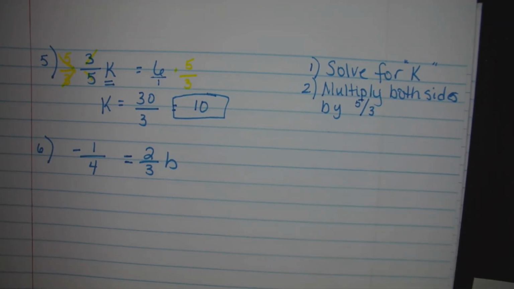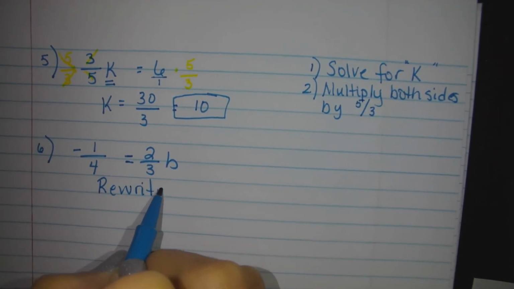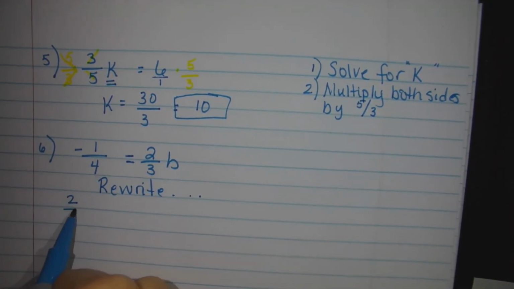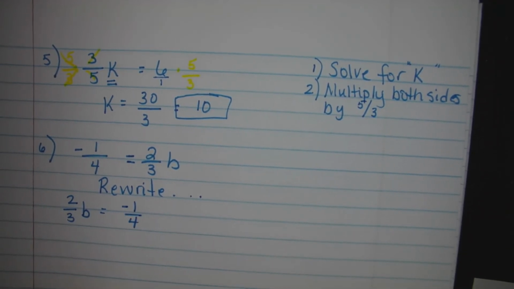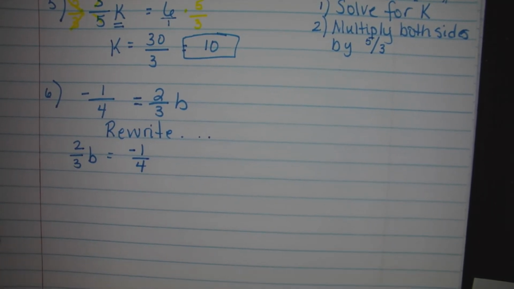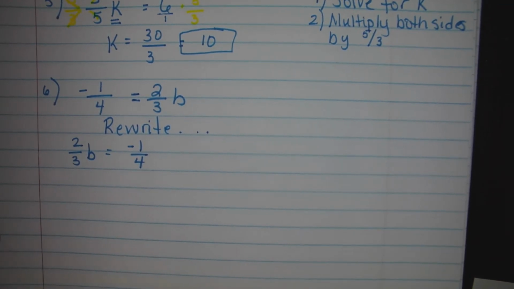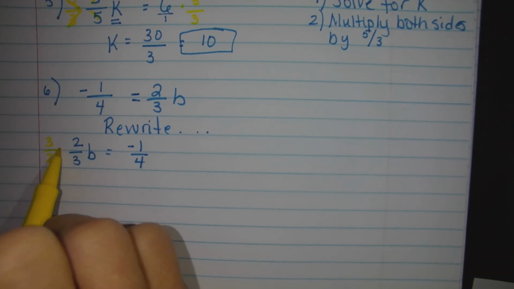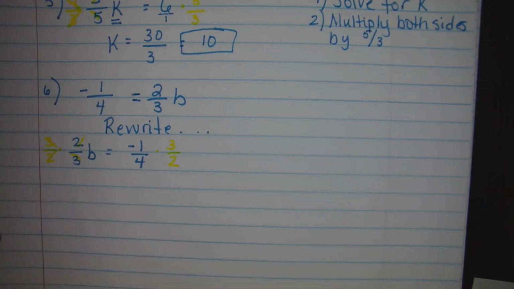All right, so number 6, let's see. Did anybody rewrite this? Okay, Amelia, how did you rewrite it? I wrote it, so 2/3 B equals -1/4. I like it. Okay, it's more math proper. Amelia, what do we need to move? We multiply by the reciprocal, so it's 3/2. 3/2 times 3/2. Goodbye, see you later.